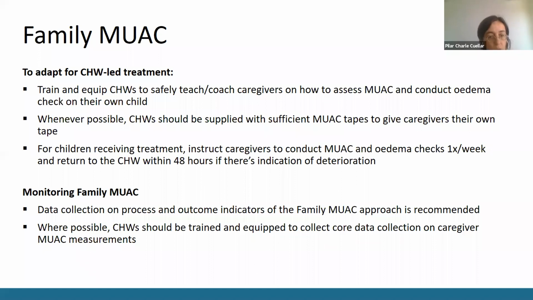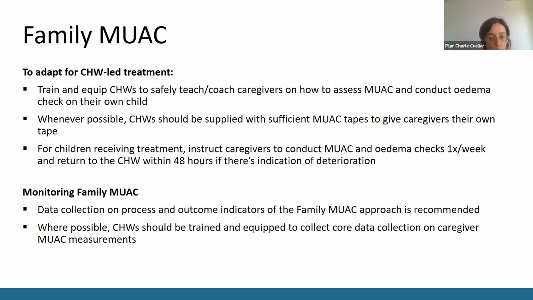So in the context of COVID-19, caregivers should conduct MUAC, measuring of edema checks whenever their child is unwell. So trained and equipped caregivers should continue to play an active role in assessment and monitoring their children at home. So the community health workers will play a critical role in coaching caregivers through the MUAC process. During each treatment visit, they have to provide initial training to the caregivers who have not yet been formally trained on the approach.